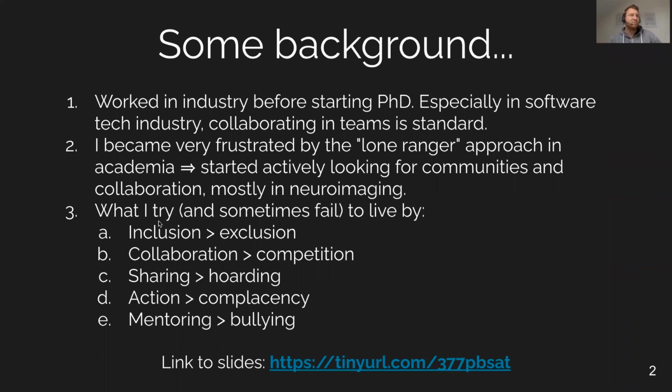So when I started my PhD, and also from previous experience in my master's, I realized that it's very different often in research, and I'm quite frustrated by that difference. This kind of lone ranger approach in academia doesn't really sit well with my goals. So in my PhD, I started actively looking for communities to work with and to collaborate with, and mostly in neuroimaging, but also a bit wider.